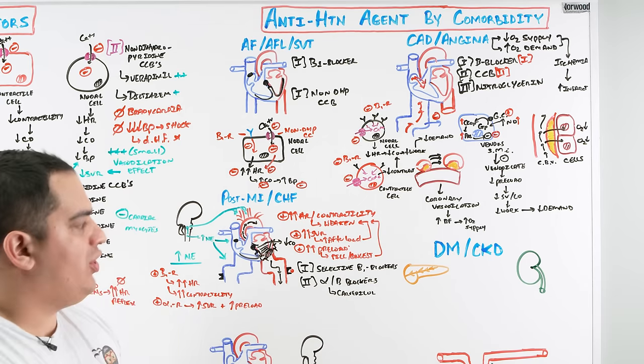Which of the following correctly outlines a major difference in electrolyte disturbances associated with thiazide and loop diuretics? Okay, so a major difference. Pretty straightforward. Thiazides actually increase calcium and loops decrease calcium. So any one of these that actually says that. So thiazides increase calcium, loops decrease calcium.